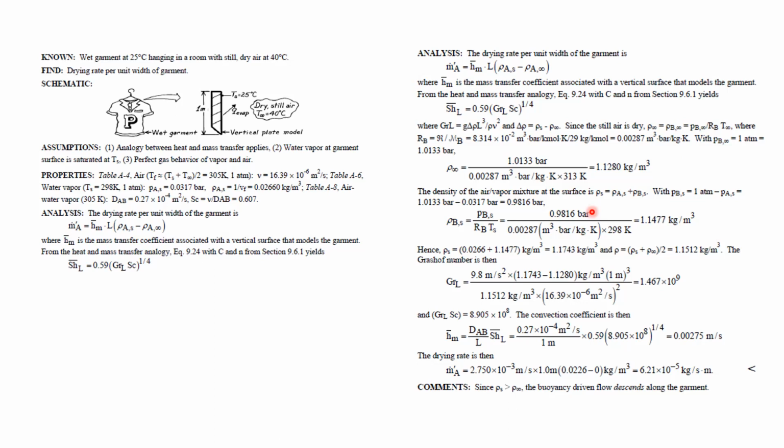From that, we can calculate the Grashof number. The Grashof number comes to be 1.467 times 10 raised to 9. Understand that this is due to the density difference. From that, we will be getting the Grashof number times the Schmidt number. You can see it is more than 10 raised to 9, so we will be using this correlation. That's why we have used this correlation.